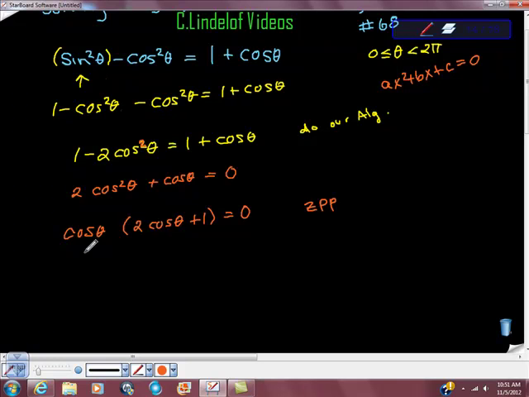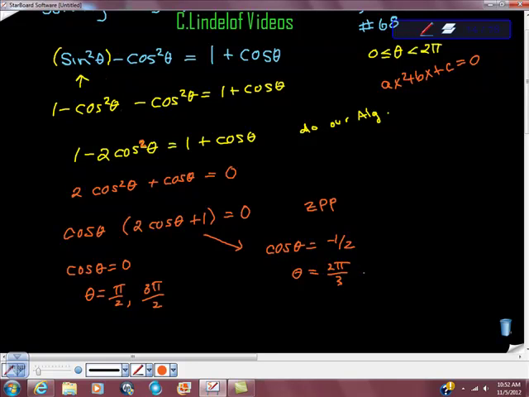When does cosine theta equal 0? Cosine theta equals 0 for theta equals pi halves and 3 pi halves. Solving the other one out algebraically, we get cosine theta is equal to negative 1/2, and we know that's true for theta equal to 2 pi thirds and 4 pi thirds. If you're wondering how I got that, I just went onto the unit circle and found those values that matched.